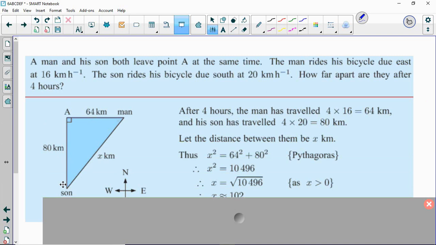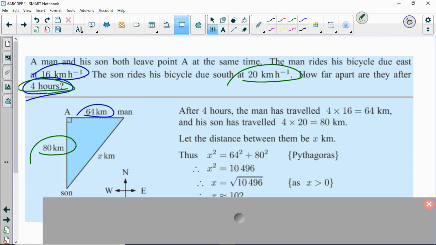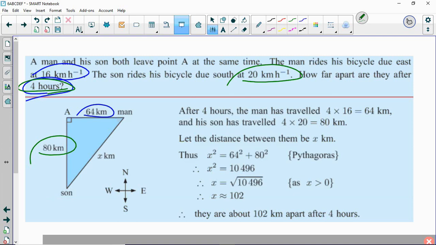Now we're given in this problem their velocities. The man's going 16 kilometers per hour, but he's traveling for 4 hours. So we multiply 16 by 4 to get the distance, which is 64. And then likewise, the boy is riding at 20 kilometers per hour, again for 4 hours, so that gives him a distance of 80. And then from there, it's just the Pythagorean theorem, and we solve it.